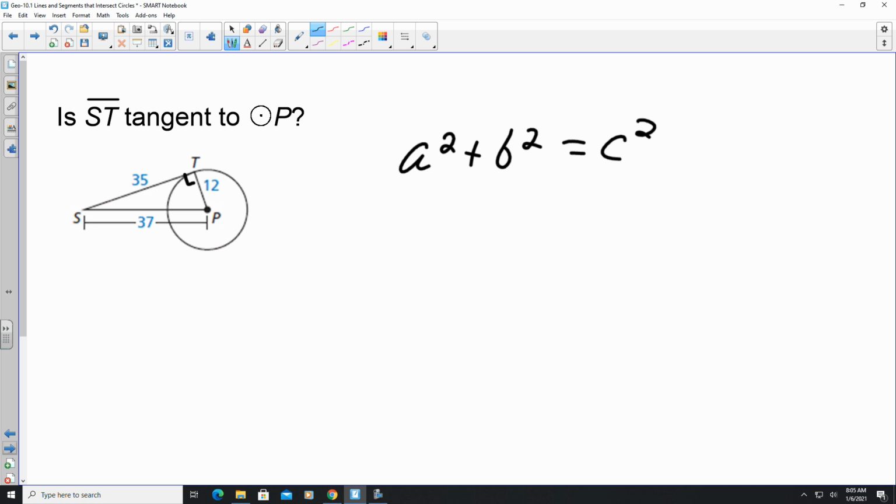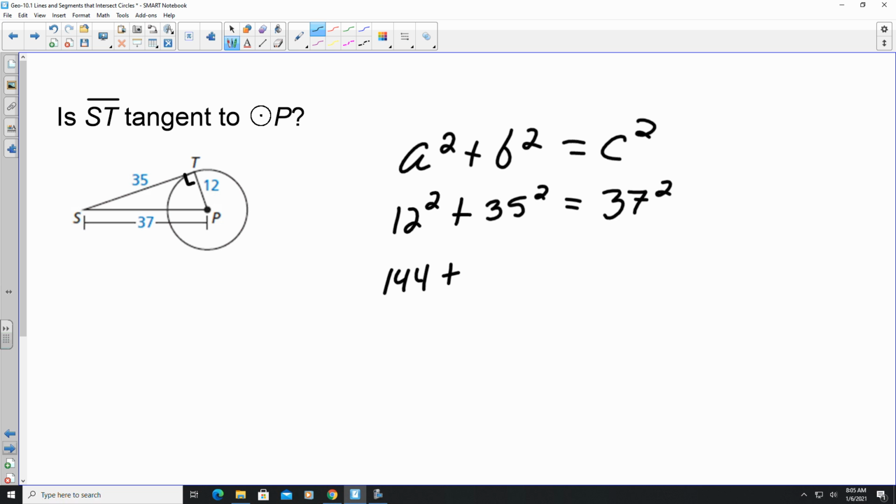In this particular instance, I would use your smallest number, which is 12, as a, so it's going to be 12 squared, plus your second smallest value, which is 35, so 35 squared, and c is going to be my largest value, which is 37, squared. I want to see if this is true. If this holds up, then we could say that it has a right angle, and then we could say that it is tangent. So 12 squared is 144.